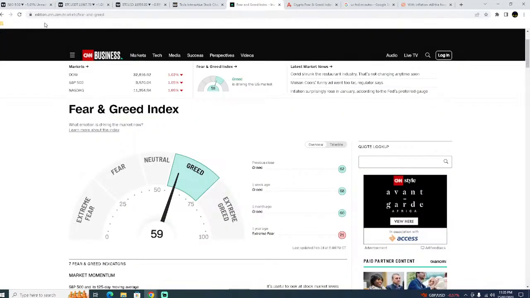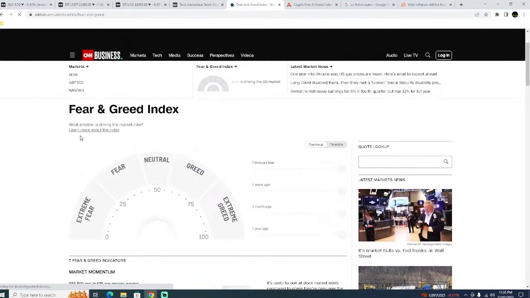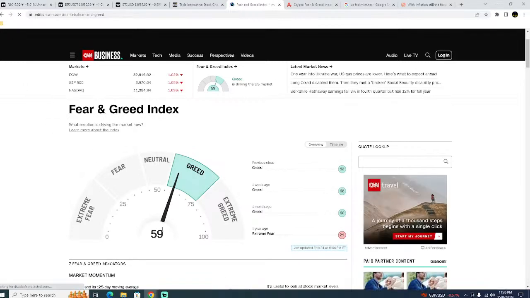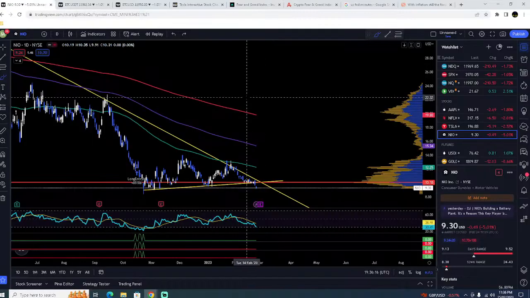Let's quickly check the fear and greed index also, because that is always very important. So market closed in the greed section at 59 points. Okay, you can see last week we were in 68. So yes, a lot of change has happened over the last 1 week. So it is good that we are now reaching this point, and a bounce from here might be good for the overall market.